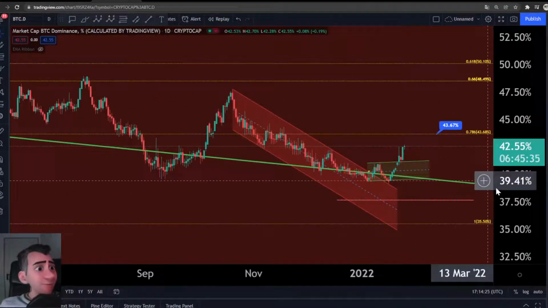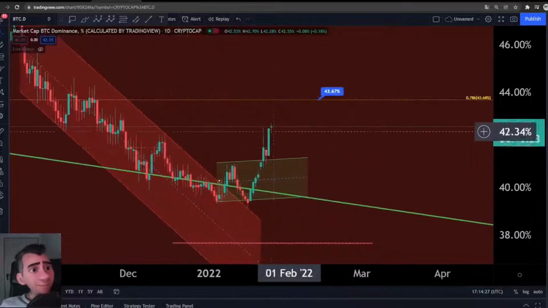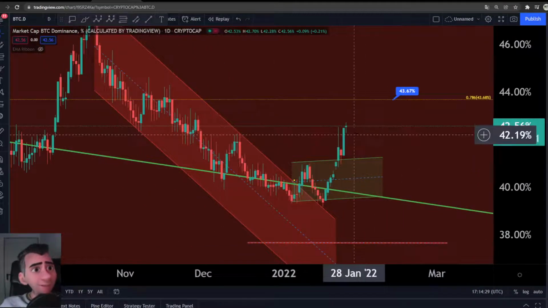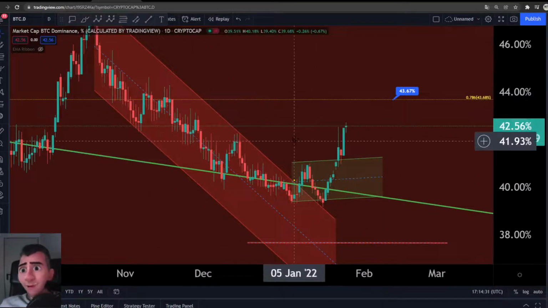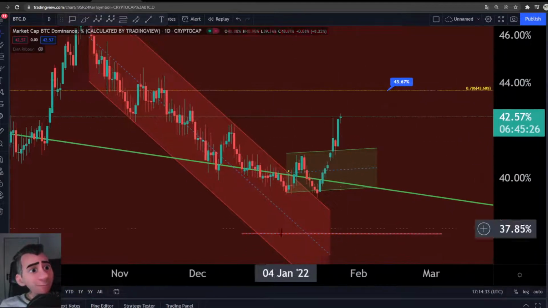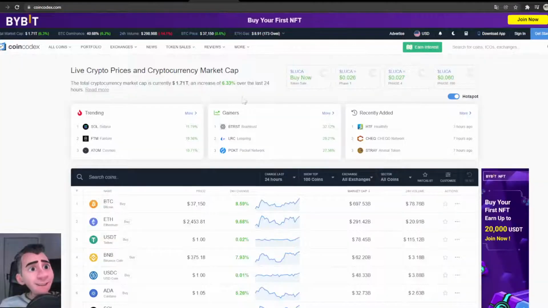So remember, guys, as long as we're going up with the dominance, it is better to trade Bitcoin than altcoins. And for the moment, it is better to trade, and it was a perfect long position for me on the downside.